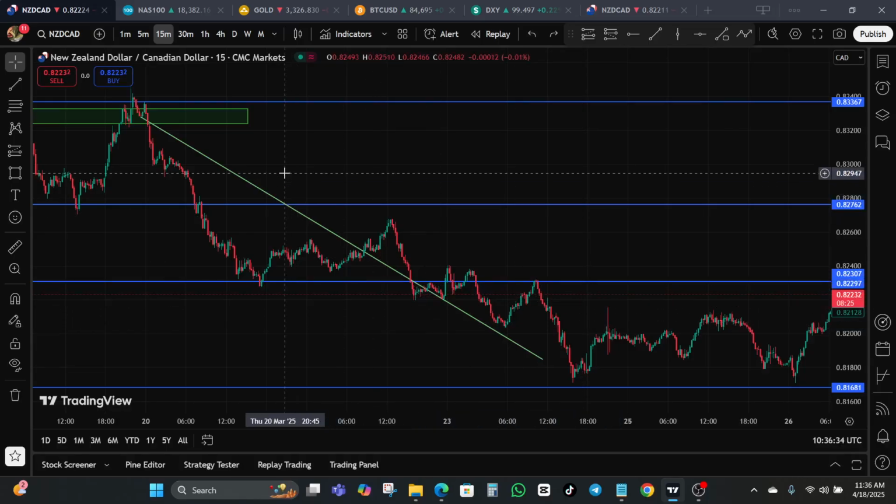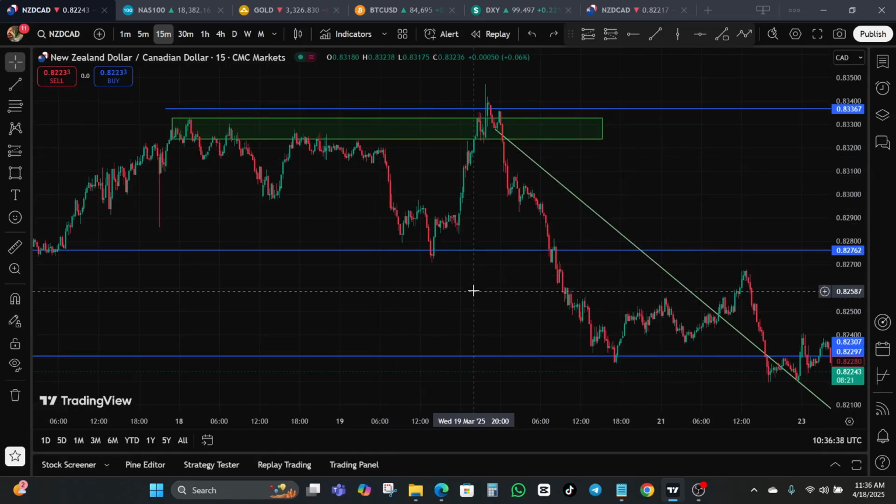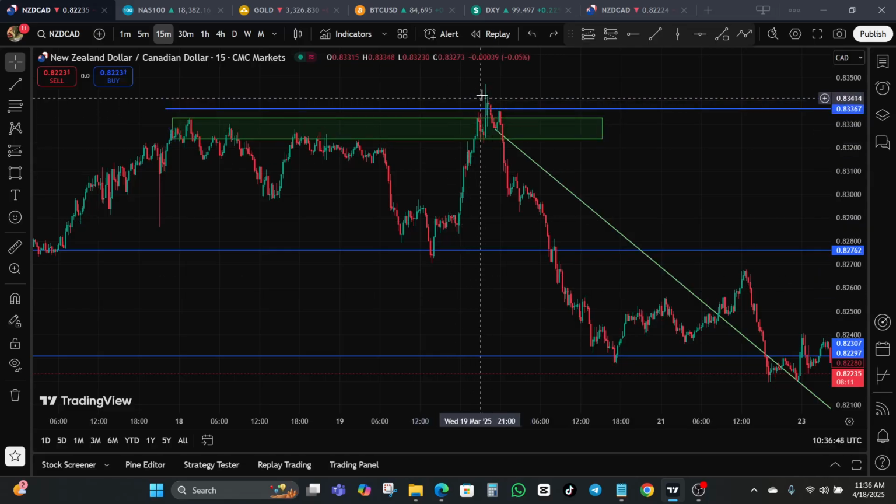That's the reason why you do not just jump into a sell trade around the resistance, or jump into a buy trade around the support. Make sure you always get confirmation first. It is very necessary. Very, very important. Now, after the sweep has happened, you look for a break of structure.